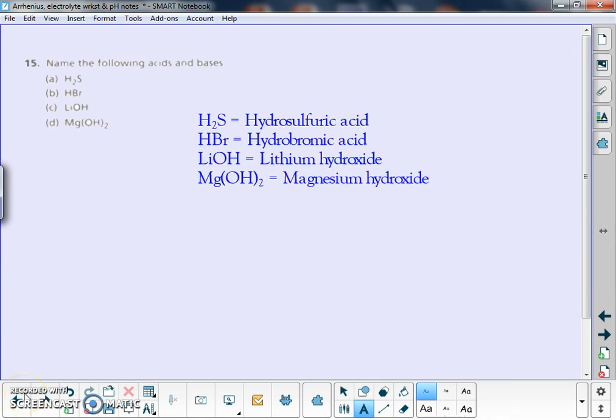How'd you do? H2S would be hydrosulfuric acid. HBr would be hydrobromic acid. Both of those are monatomic ions, one atom ion, the sulfur and the bromine. So they're going to have the hydro prefix and the ic acid suffix. LiOH and Mg(OH)2, those are just simple. You can either name them by the base method or understand that that is the same as the ionic nomenclature method.